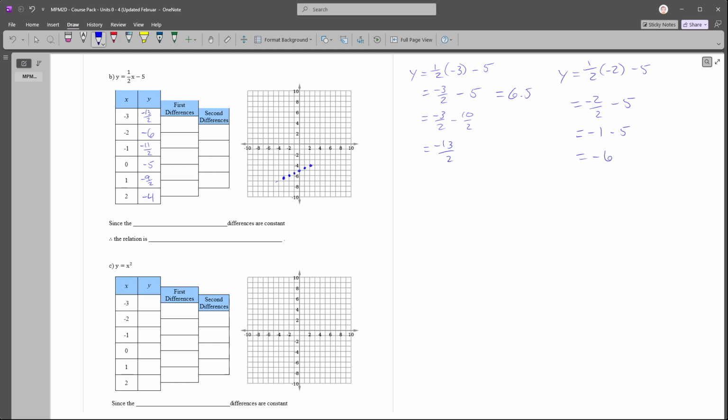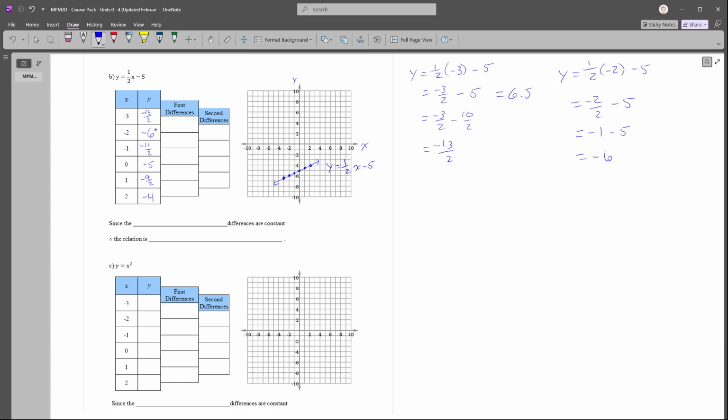All right. I guess we just draw our line now. Don't forget your arrows, your axes, and label it. Y is equal to 1/2 x minus 5. So again, let's show our first differences because we have to validate this.